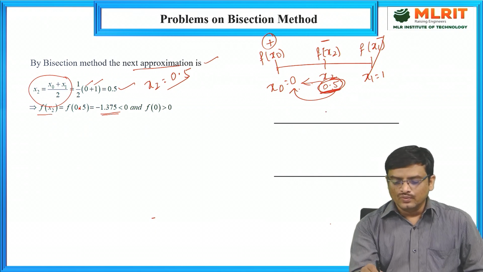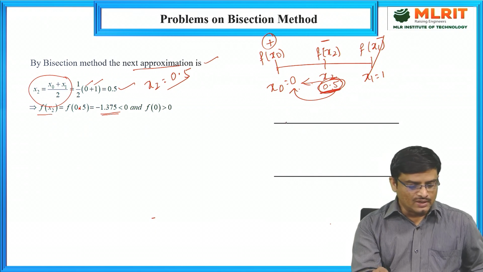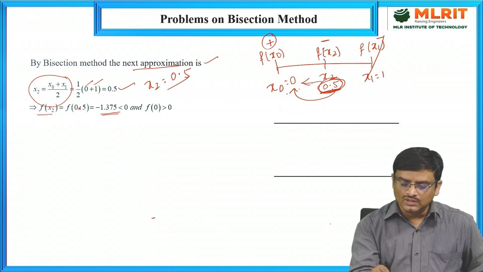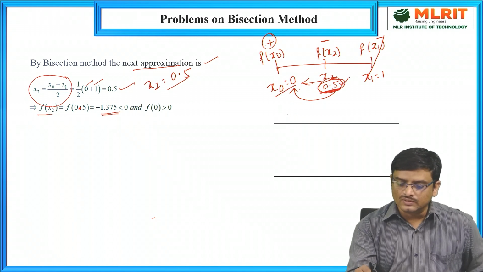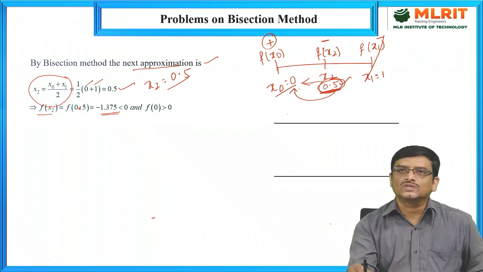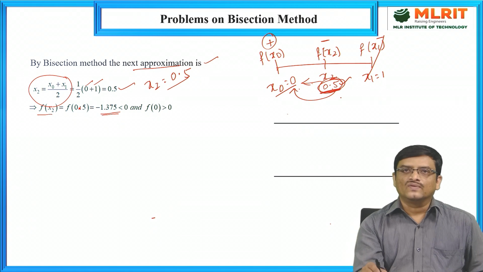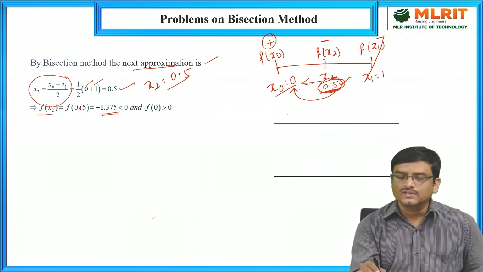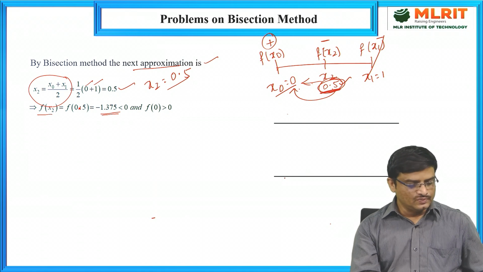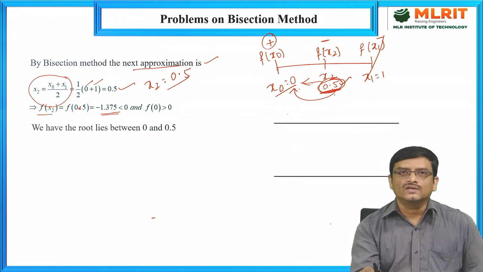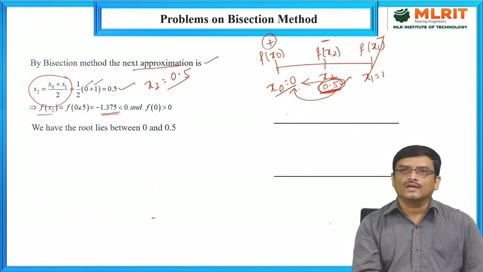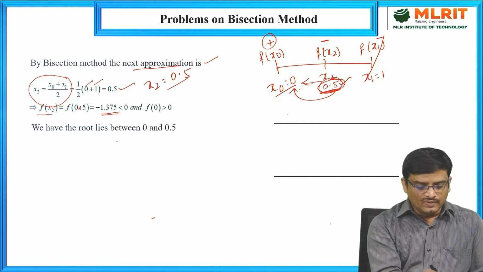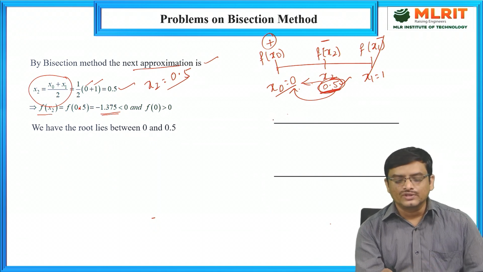So now we can conclude that whatever root we are going to find out, that root lies between 0 and 0.5. After neglecting x1 is equal to 1, finally we got the two real numbers, one is 0 and the next one is 0.5. So like this we have to decide and we have to neglect one real number here. Now from this I think we have understood this point.